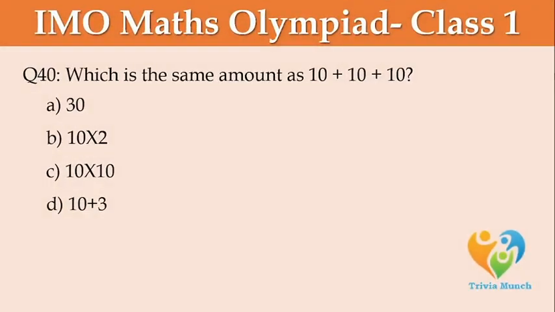Which is the same amount as 10 plus 10 plus 10? Option A, 30. Option B, 10 into 2. Option C, 10 into 10. Option D, 10 plus 3.